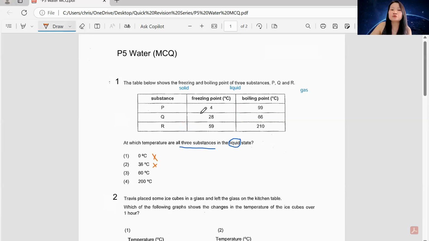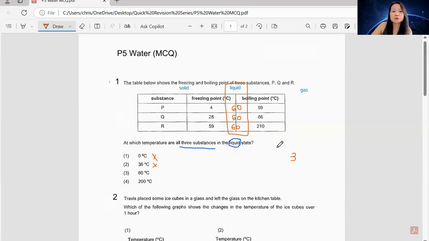Next, I want all of you to do together with me. At 60 degrees Celsius, which one would that be for substance P? It will be over here because it's in between 4 to 99 degrees Celsius. Now for substance Q, where would 60 degrees be? It will be over here as well. Now how about substance R? 60 degrees Celsius will also be at this part here. So now if you take a look over here, am I right to say that all the 3 substances will be in the liquid state? Yes, you're right. So the answer will be number 3.